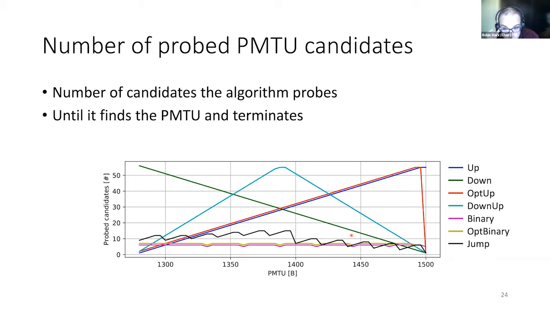This is the number of candidates the algorithm probes until it finds the PMTU and terminates. And with this plot, we see our result. On the x-axis, we see the actual PMTU values, and on the y-axis we see the number of probe candidates. And as we can see by the blue line, the number of probe candidates increases for the upward sequence as the actual PMTU increases and has its top when the PMTU is the largest candidate, of course.